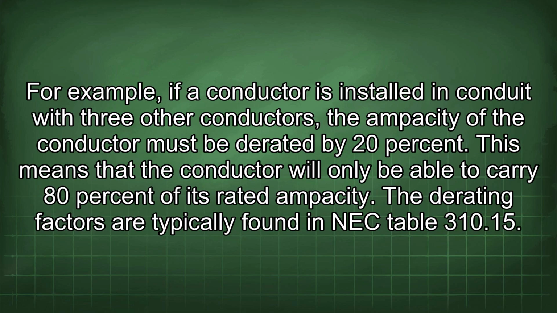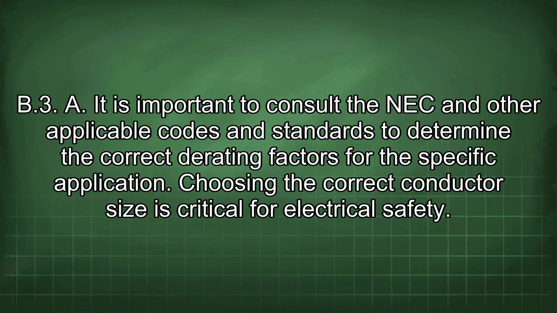For example, if a conductor is installed in conduit with 3 other conductors, the ampacity of the conductor must be derated by 20%. This means that the conductor will only be able to carry 80% of its rated ampacity. The derating factors are typically found in NEC Table 310.15(E)(3). It is important to consult the NEC and other applicable codes and standards to determine the correct derating factors for the specific application. Choosing the correct conductor size is critical for electrical safety.